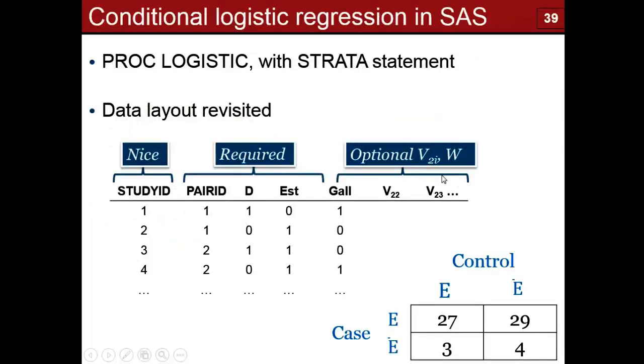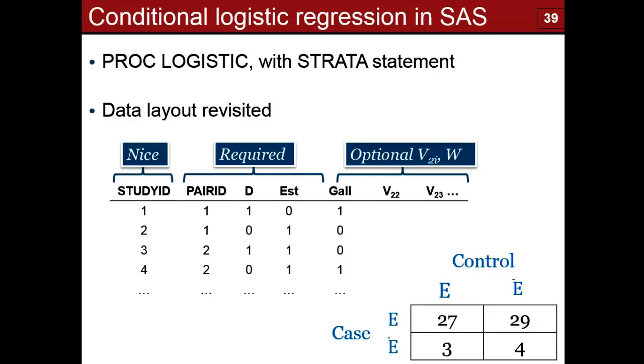Okay, and so how are we going to go about doing this in SAS? We're going to use proc logistic, but we're going to now use something called the strata statement. The strata statement is asking SAS to do conditional logistic regression. The conditional logistic model under the hood is forming the likelihood separately for each stratum of data. The mathematical expression is going to be the product of many, many small likelihoods, one for each stratum of the data. That's really what it's doing under the hood.